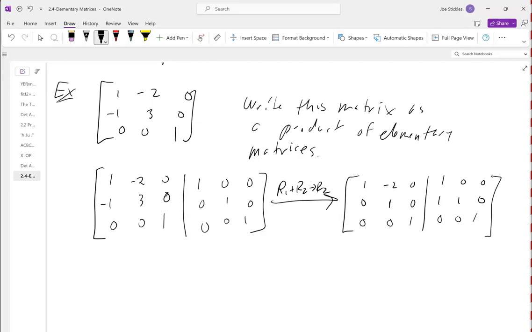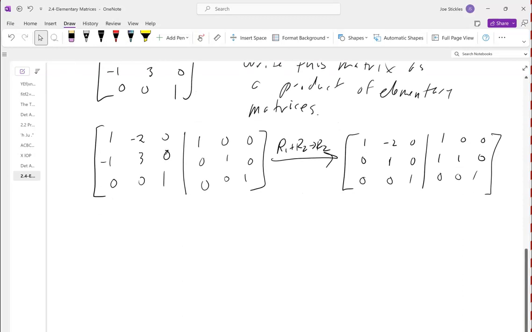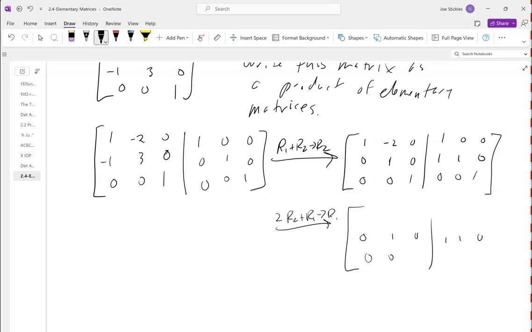What's the second thing we need to do, the last thing we need to do? Good. 2 times row 2 plus row 1, replace row 1. Doesn't change the last two rows at all. Add up, we get 1, 0, 0. 2 times 1 plus 1 gives me a 3. 2 times 1 plus 0 gives me a 2 and a 0 here.